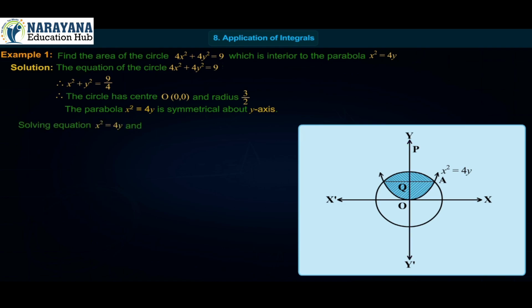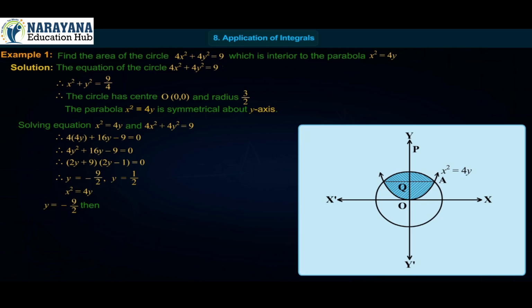Solving the equations x² = 4y and 4x² + 4y² = 9: therefore, 4 into 4y plus 4y² minus 9 equals 0. Therefore, 4y² + 16y − 9 = 0. Therefore, (2y + 9)(2y − 1) = 0. Therefore, y = −9/2 or y = 1/2. Since x² = 4y, if y = −9/2, then x² = 4 × (−9/2) = −18, which is less than 0, which is not possible.